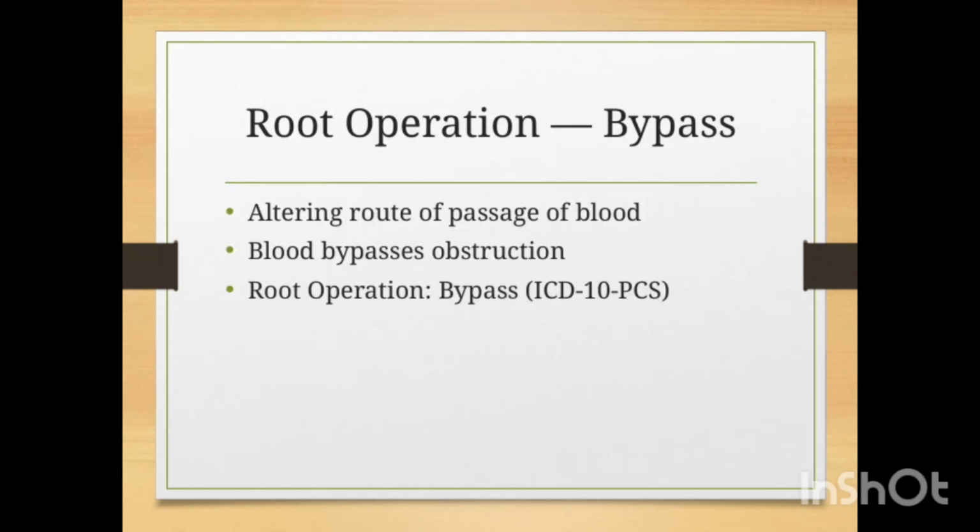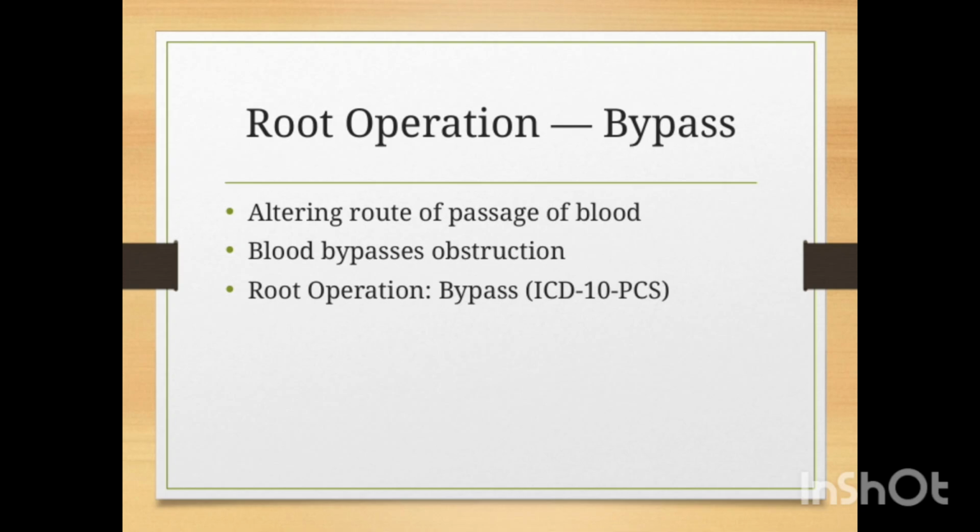Now, let's look at how we can alter the route of passage of blood. Essentially, this procedure allows blood to bypass an area where there's an obstruction. The main goal here is to reroute the blood flow so that it can continue to circulate effectively, despite blockages. This is classified under the root operation called bypass, according to ICD-10-PCS coding.